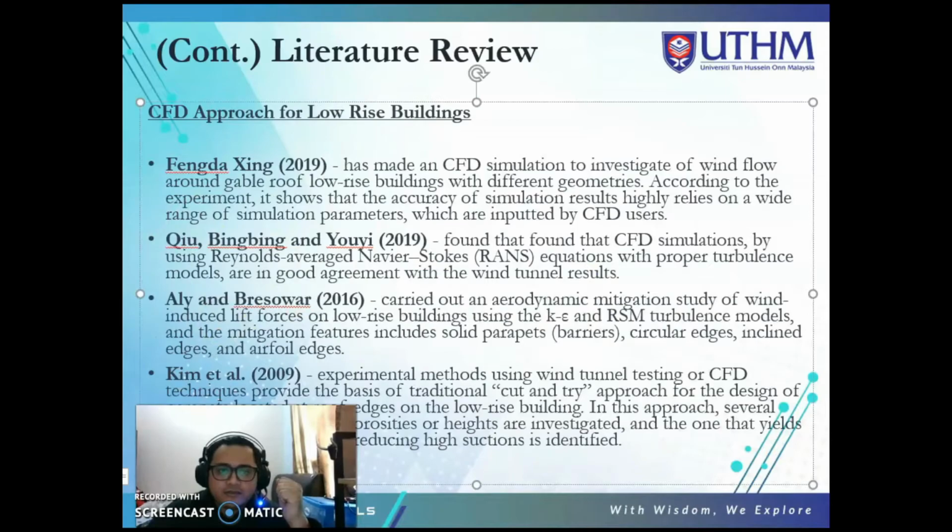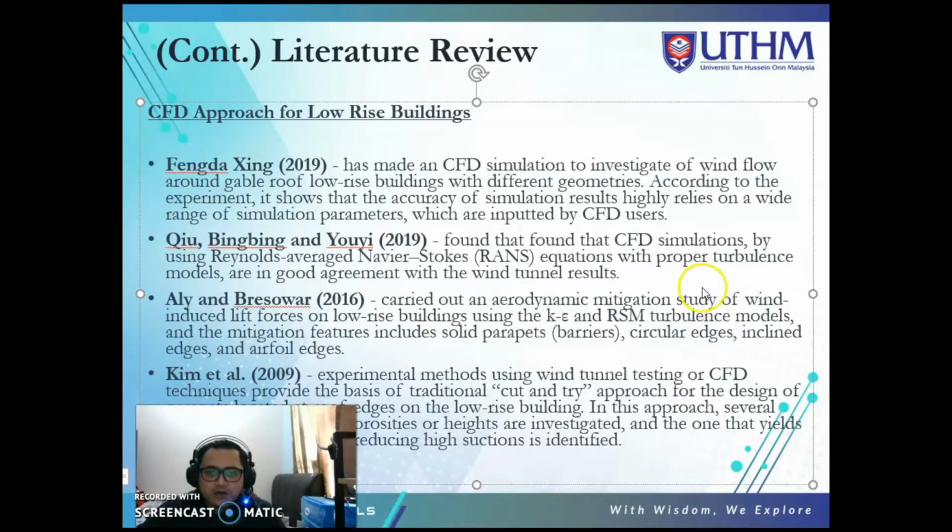And next, the CFD approach for low-rise buildings. Okay, Fengza since 2019 has made a CFD simulation to investigate the wind flow around gable roof low-rise buildings with different geometries. According to the experiment, the accuracy of simulation results relies highly on a wide range of simulation parameters which are inputted by CFD users. Okay, so Binti and Louis also found that CFD simulations using RANS equations with a proper turbulence model are in good agreement with the wind tunnel results.